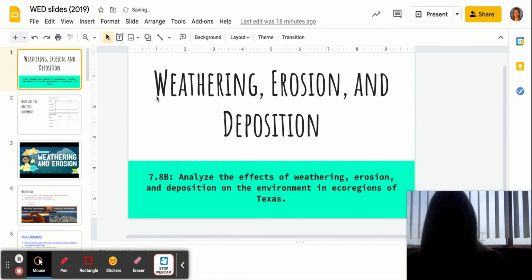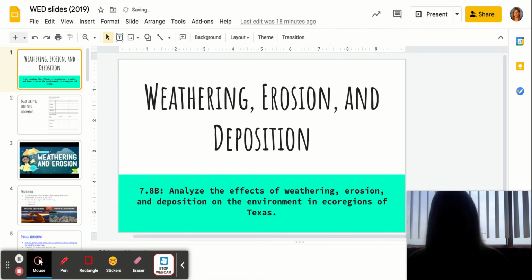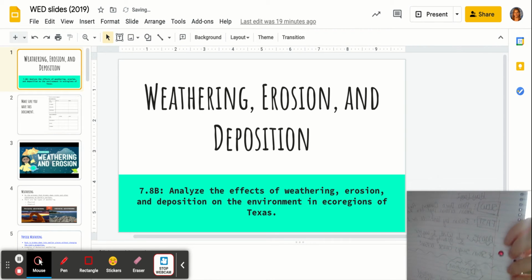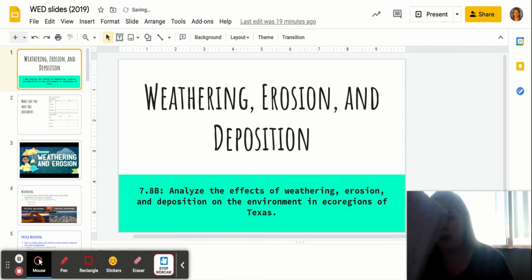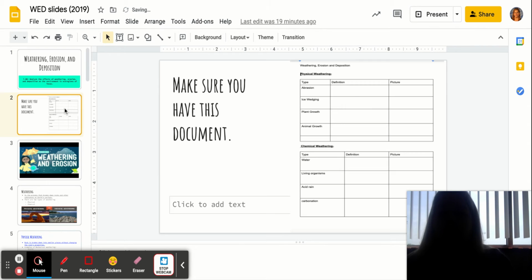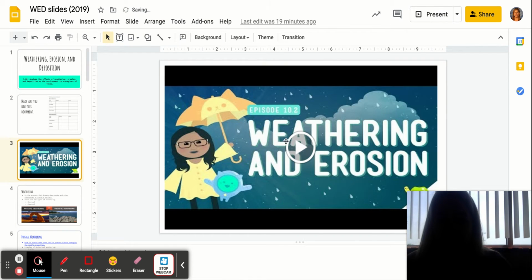All right, so today we're going to take notes about weathering, erosion, and deposition. You will take some notes like this about erosion, so keep that in mind. Make sure you have this document right here, because when you're done with it, you're going to glue it in your journal. So let's watch a video about weathering, erosion, and deposition.